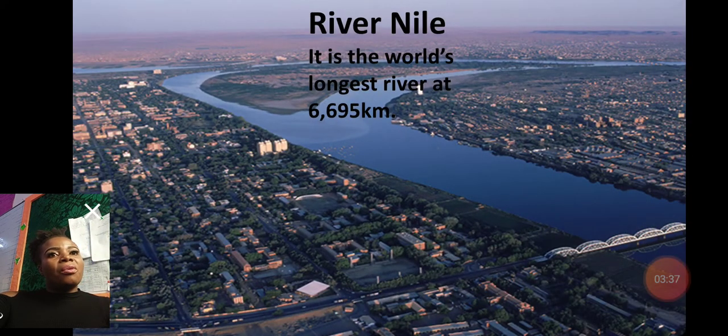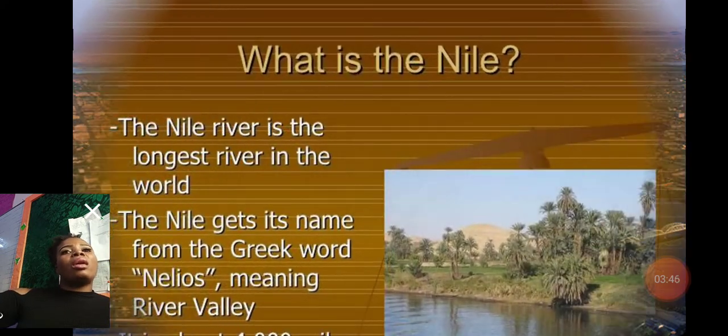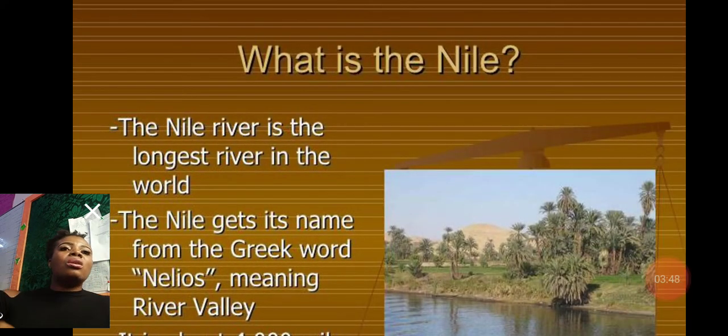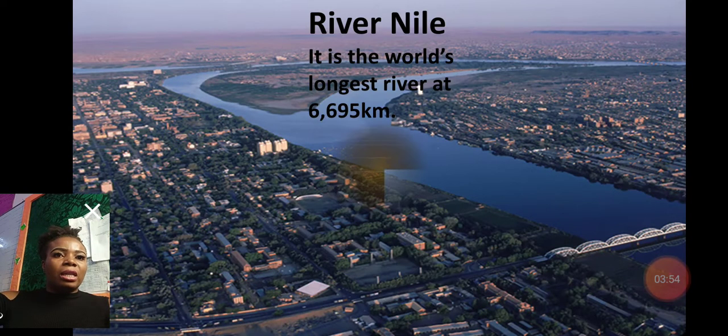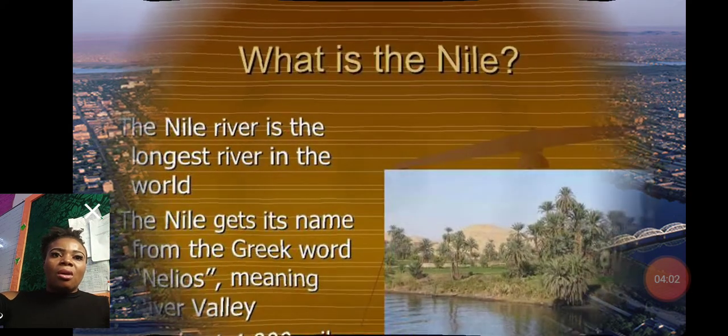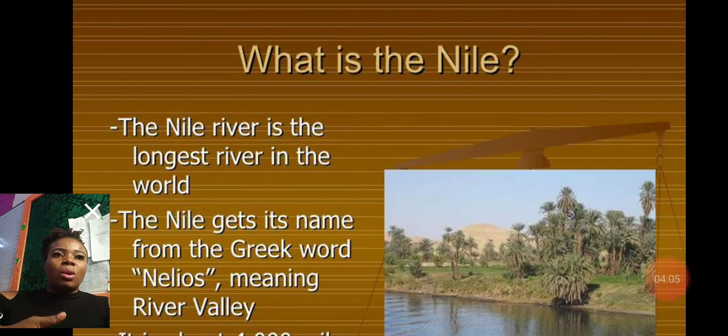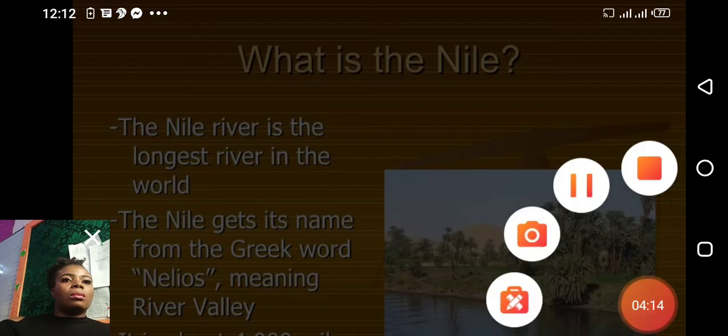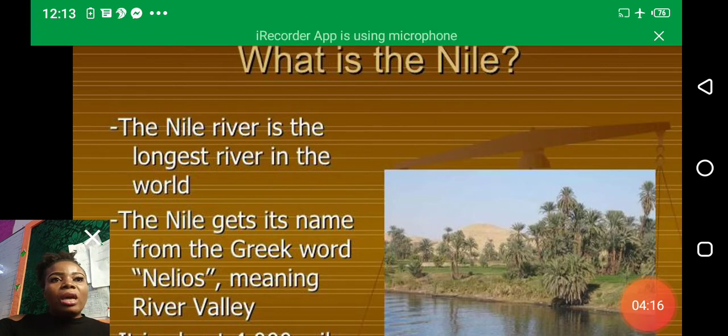And one of them is River Nile. What have you heard about River Nile? Now let's look. The River Nile is the longest river in the world. It got its name from the Greek word Neilos, meaning river valley. It has a length of 6,695 kilometers. River Nile is associated with Egypt, but it flows through Sudan, South Sudan, and through 11 other countries.